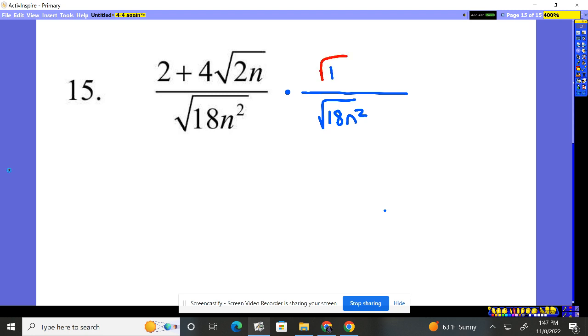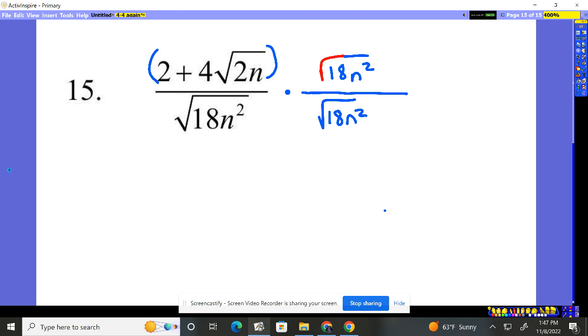So I'm going to have to multiply the top. This pen changes color whenever it likes to. Okay, so the square root of 18n squared over the square root of 18n squared, because they're the same thing, so you're multiplying by 1. Okay, so we know what our bottom's going to be. So we do need to remember we're multiplying this whole thing by that.